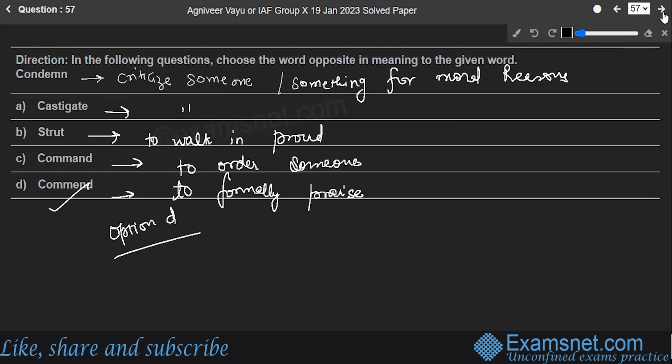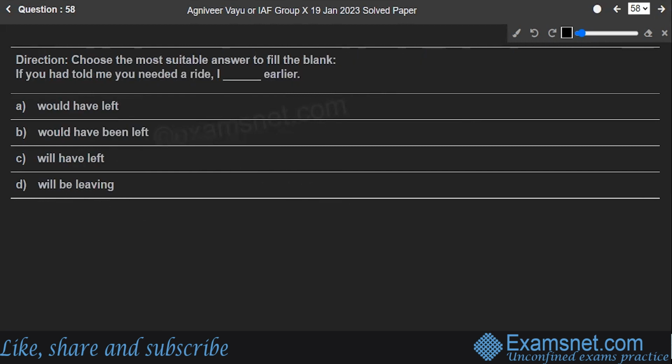Hope you got this. Next is question number 58. So you have to choose the most suitable answer to fill in the blank. If you had told me you needed a ride at dash earlier. Here the options are would have left, would have been left, will have left, or will be leaving. See, you have, if you had, so with had, I will not have the will. When you're having, if you had, that means we are talking about the past. If you had told me you needed a ride, I would have left.